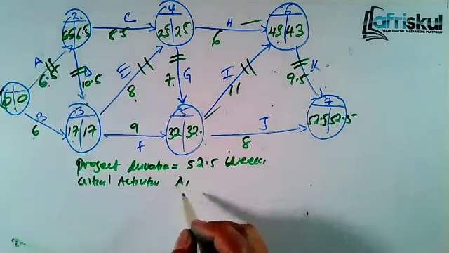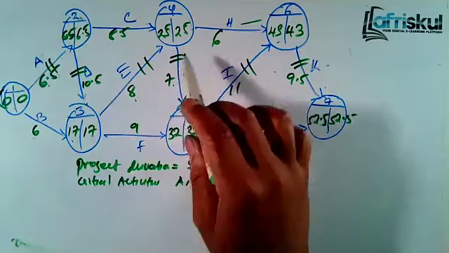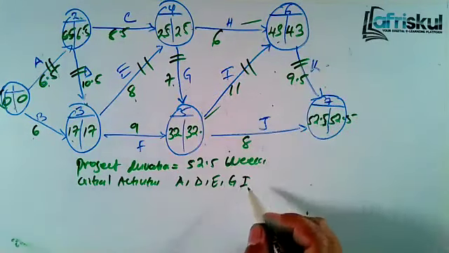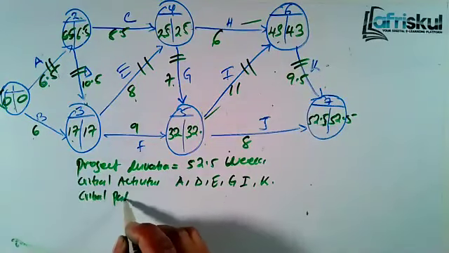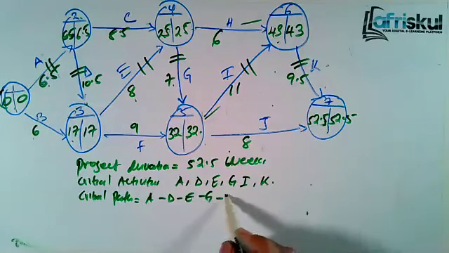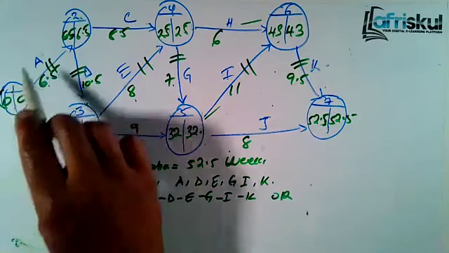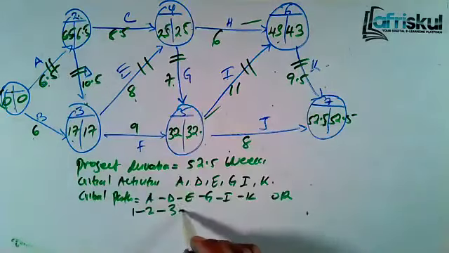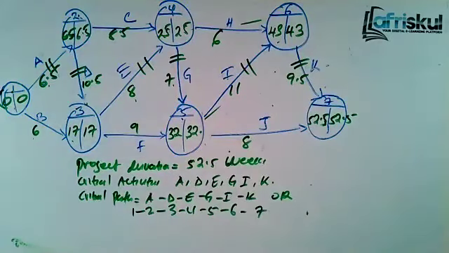And then the critical activities: we have A, we have D, we have E, we have G, we have I, and we have K. Critical path, it's A, D, E, G, I, K, or you can say 1 to 2, 2 to 3, 3 to 4, 4 you go to 5, 5 you go to 6, and 6 you go to 7.